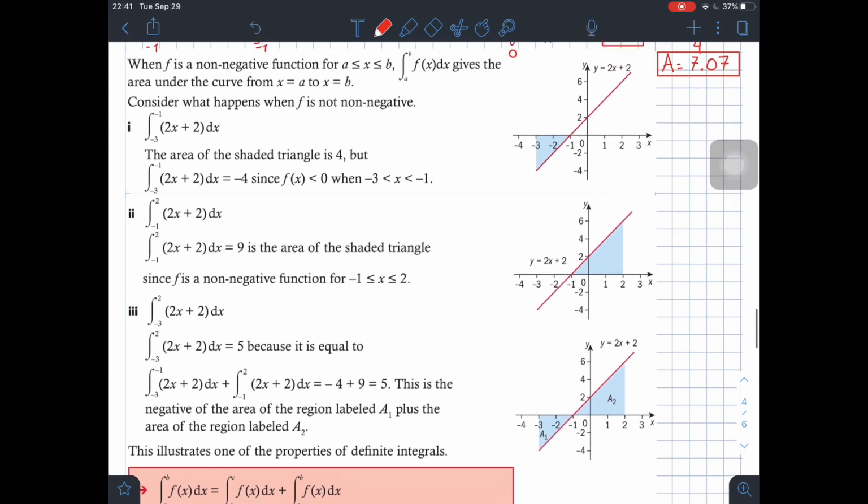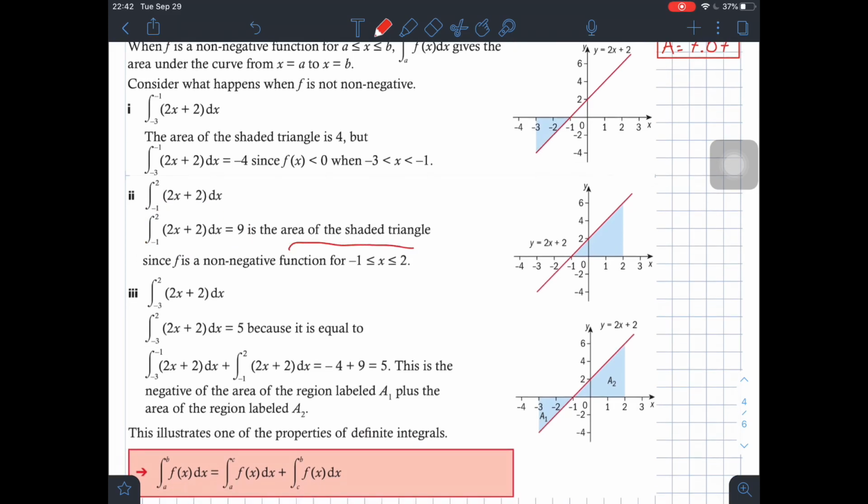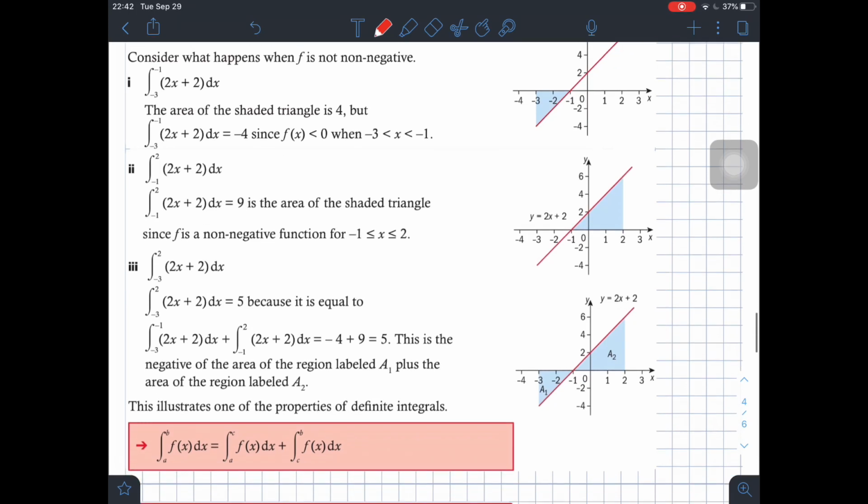Then it says, if we find the integral from -1 to 2, that's from here to here, we would find a positive area, right? So it says, if we find the integral from -1 to 2 of 2x plus 2, then that integral will give us 9. And this represents the area of the shaded triangle, which is this case over here, right? Since f is a non-negative function for -1 to 2, okay?